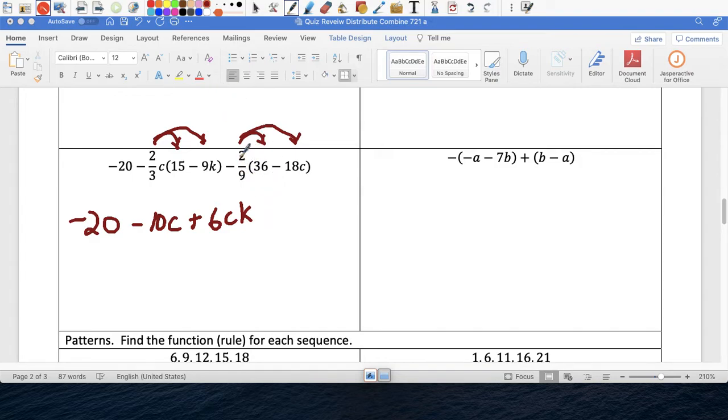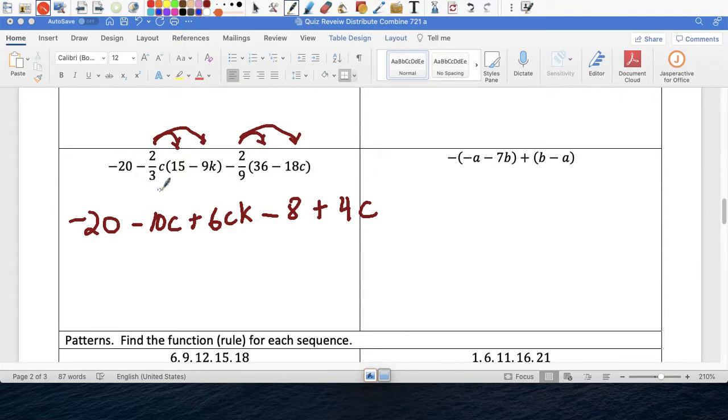The second one, negative 2/9 times 36 is going to be negative, first of all. That's going to give me 8. Negative and the negative is going to be positive, and 2/9 of 18c is going to be 4c.